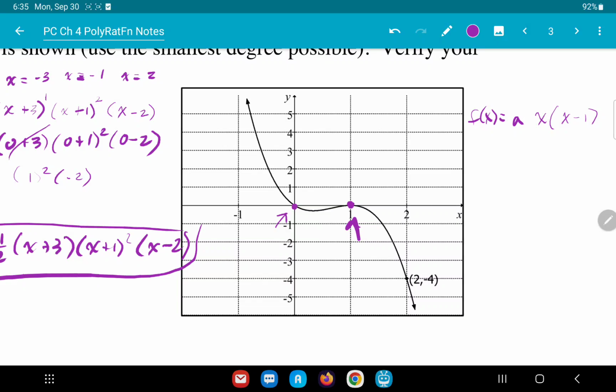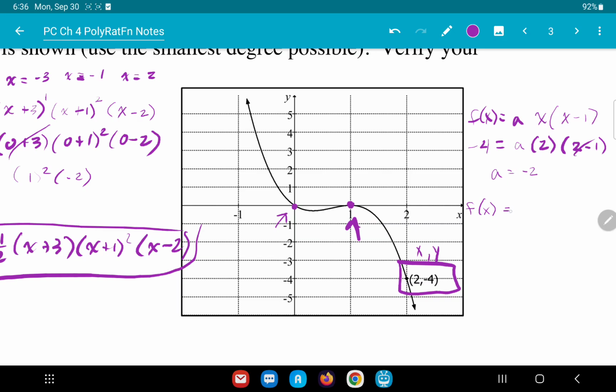Now what we can do is, again, plug in a point we know. We definitely know that there's this point (2, -4) that exists. So I'm going to plug in -4 for my y value, and I'm going to plug 2 in for my x value, since that is x in our ordered pair. So -4 is equal to a times 2 times (2 minus 1). When we solve this, 2 minus 1 just gives us 1. Divide both sides by 2, and you can see that a is -2.